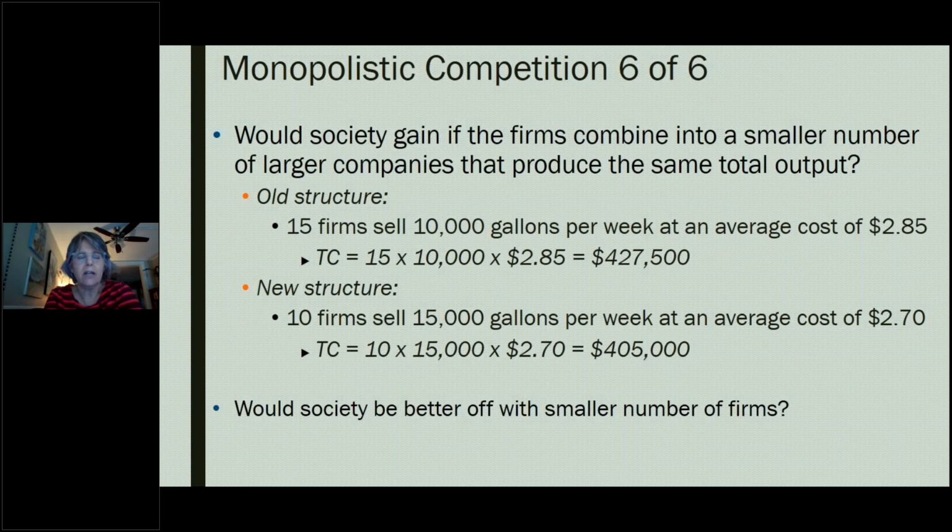So yes, it would gain by having more firms. Fewer firms produce more, but we're not sure if they would be better off.